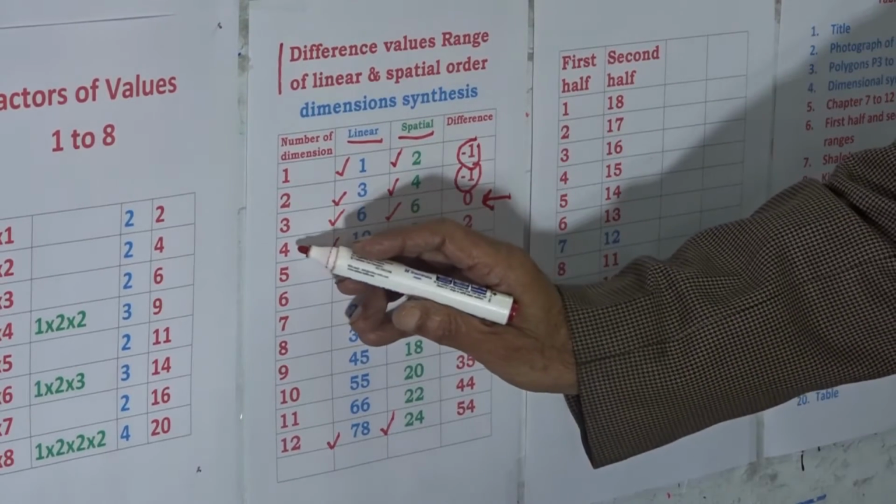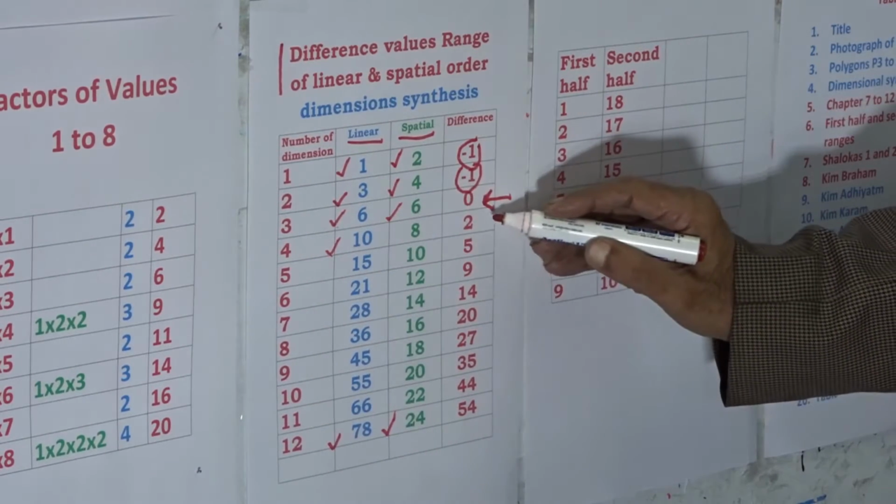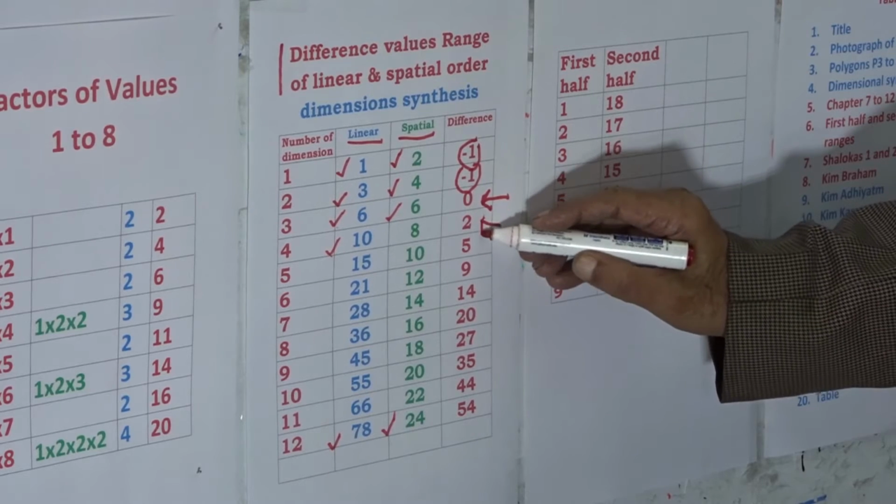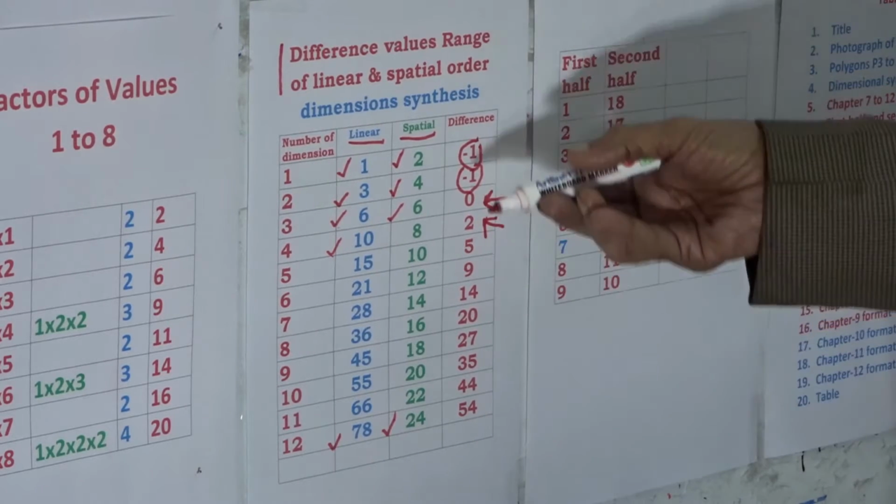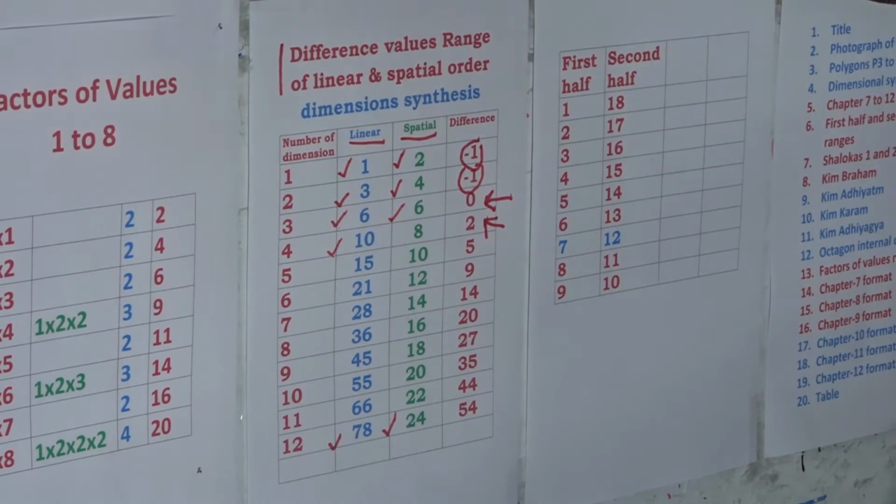The quadruple linear and spatial dimensions lead to value 2. Let us have a pause here. Let us visit polygon P3.